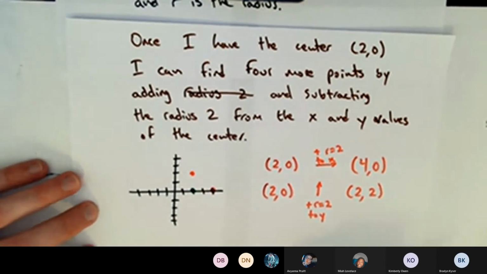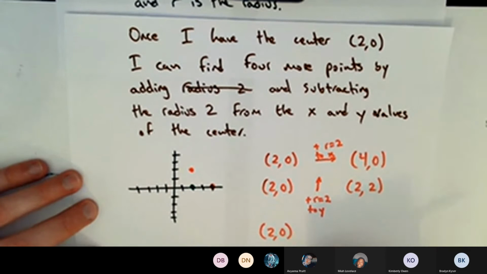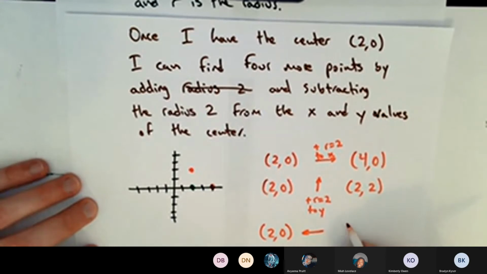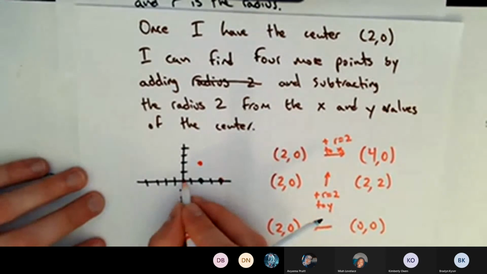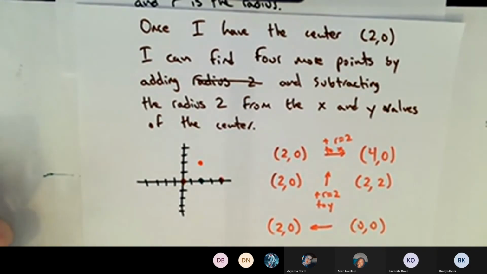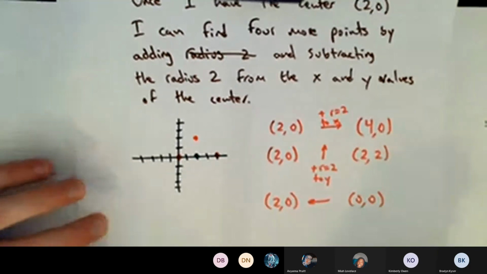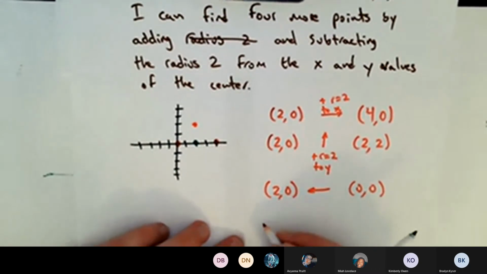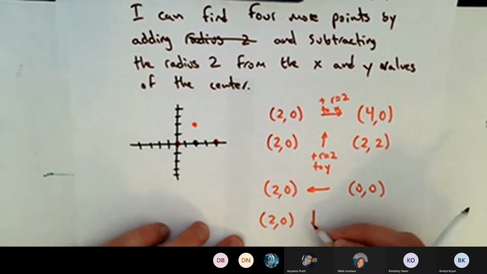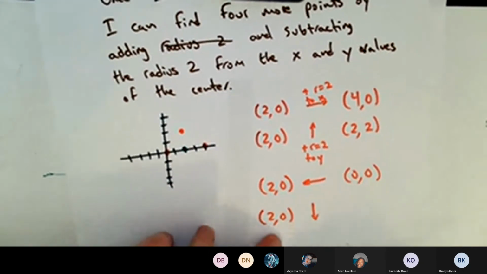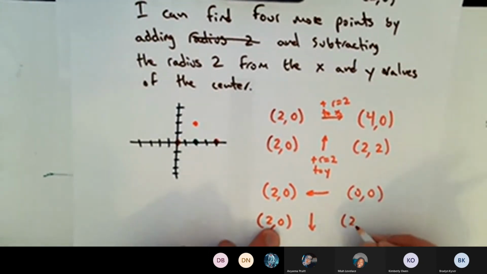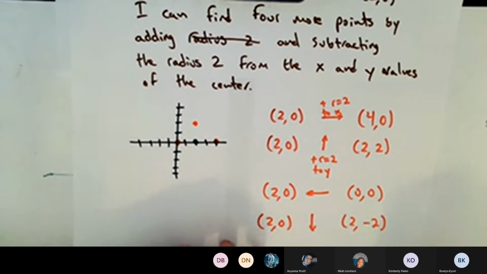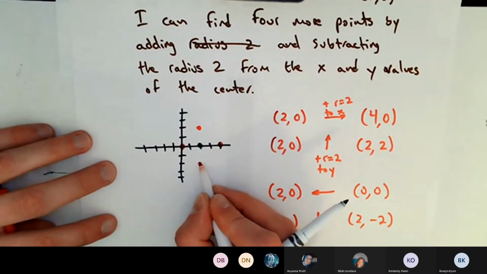Okay, that looks good. Now, what if I take the center and I go left? That's going to be subtracting r equals 2 from the x value. Subtract 2 here, and I get 0, 0. Which, by the way, is a point we already knew. Okay, and finally, so I've gone right, up, left, let's go down. So from center, let's go down. That means I'm going to subtract 2 from the y value, keeping the x value fixed. 2, comma, 0 minus 2 is negative 2. So my final point is down here.